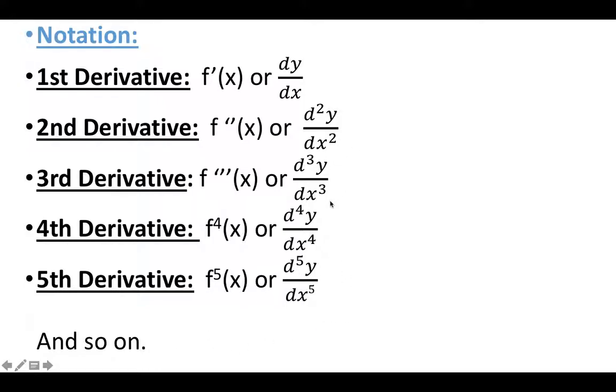So again, after you stop at 3, the prime notation you could change to a number afterward, just so that you know what each of these mean when you see them. All right, so that's some notation. So let's go ahead and apply some examples.